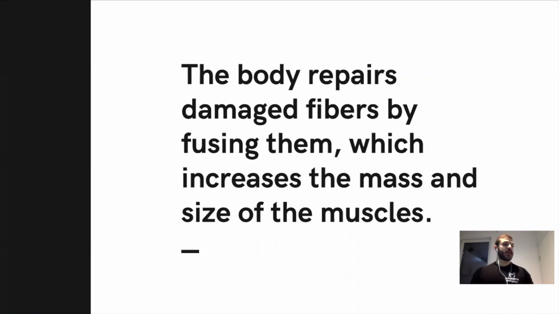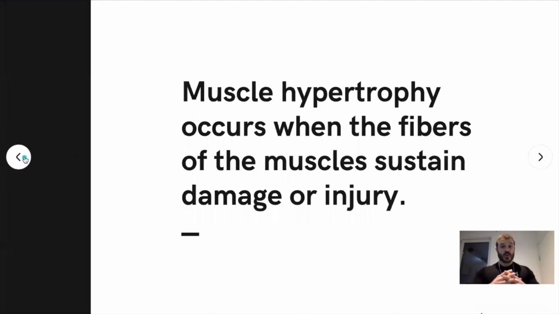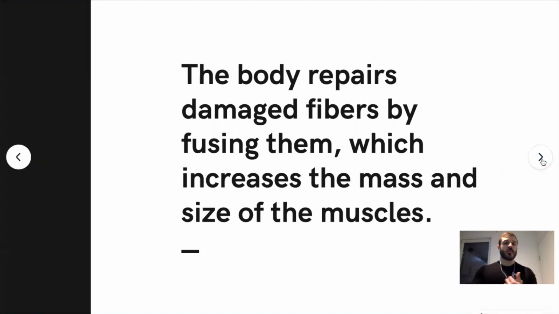So this is just basic science, right? Anatomy of the muscle and how it grows. So if I go back, obviously, muscle hypertrophy occurs when the fibers of the muscle sustain damage or injury. So that's the reason why we train. And then, of course, the body repairs it, increasing the mass and the size of the muscle. Cool, perfect.